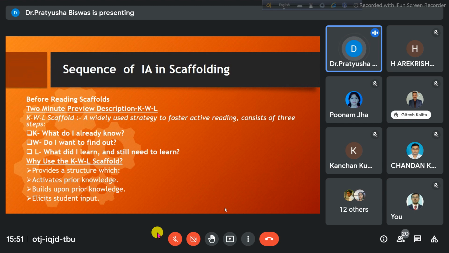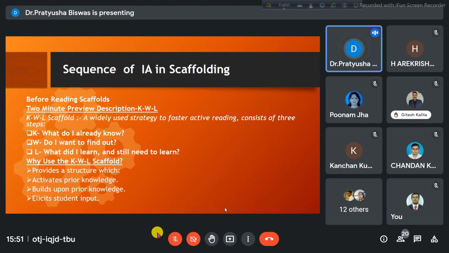We make the child understand, we make the child want to know more, we make the child learn, and this three-step process is such an innate process in all subjects, whether it is language, life science, or mathematics. The KWL scaffold is the most suited and successful technique of using scaffold. Why do we use the KWL scaffold?